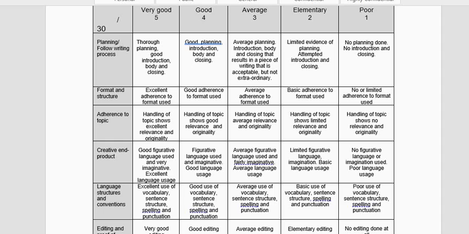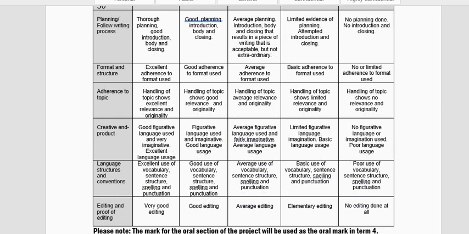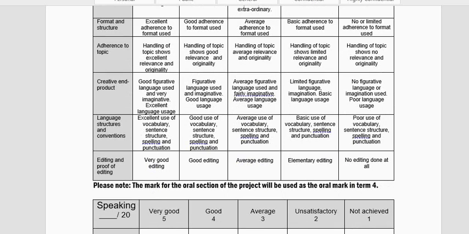Handling of the topic shows limited relevance. A few of those inputs are relevant, but not all of them. And it's limited originality that will give a child a 2. Handling of the topic shows average relevance. Half or more is averagely relevant and originality. When the child sticks to the questions asked, focused, it's good relevance and originality, and here you can allocate a 5 if the information given is very relevant and it is offered in a very original way.